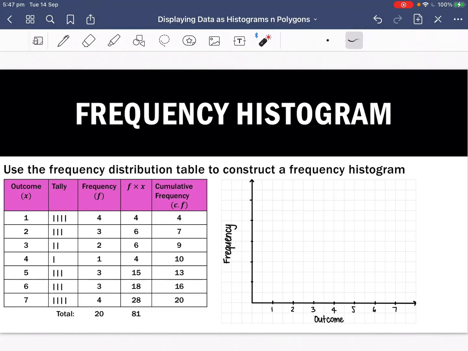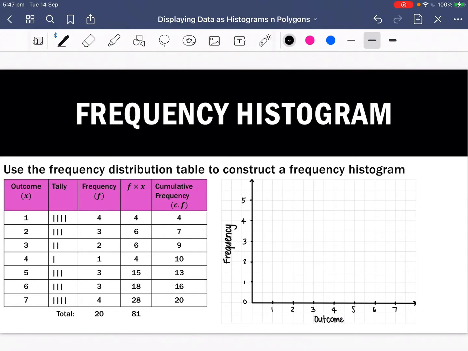Then to work out what our frequency outcomes are, we need to look at our frequency column and look at what is our highest frequency. Our highest frequency is 4, so we just need to start at 0 and work our way up to 4. So it will be 0, 1, 2, 3, 4, and 5 for good measure.